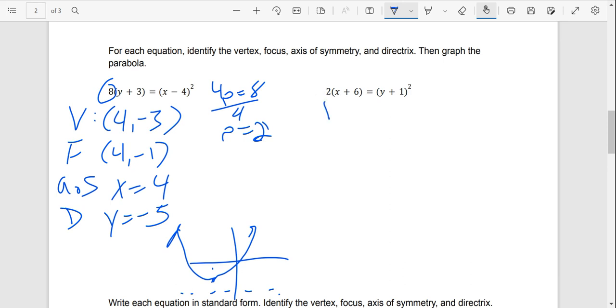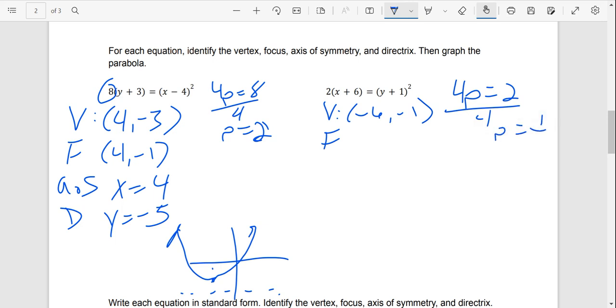Next, vertex. What do we got? (-6, -1). Focus: this is a facing sideways problem, particularly right because it's positive. Also, 4p is equal to 2. Unfortunately, we have a fraction. P is equal to 1/2 though, a fraction we can work with. So we're adding that to the x value, and we get (-5.5, -1). Remember, because this is a y squared problem, you're adding it to the x instead of the y.